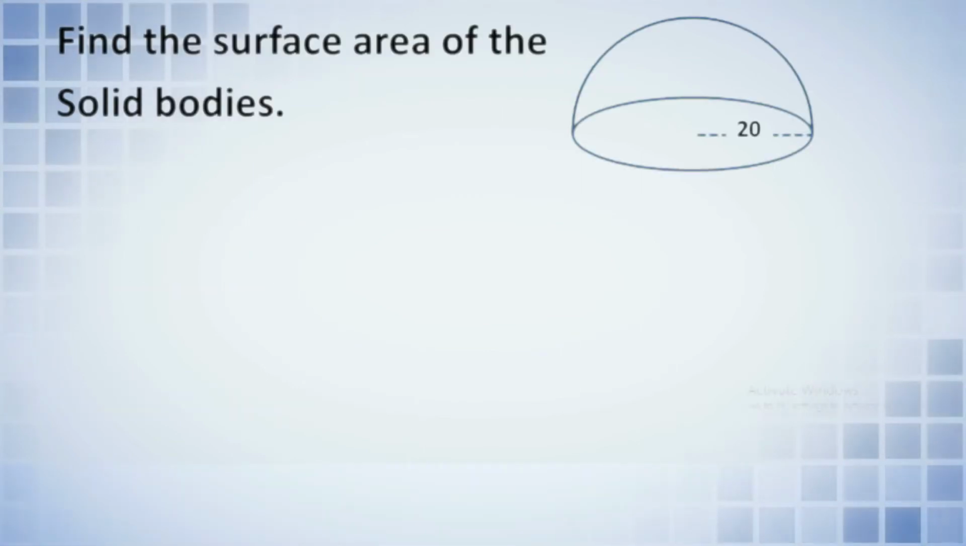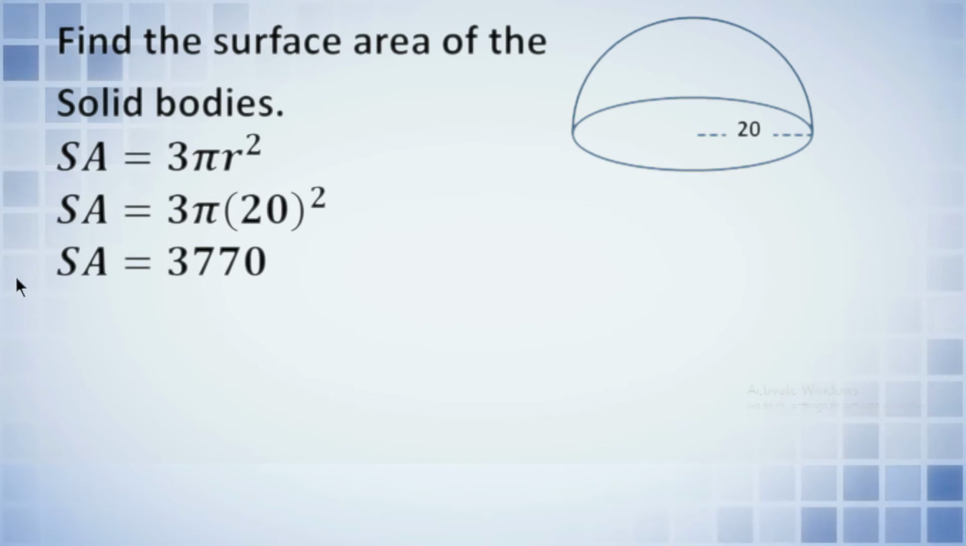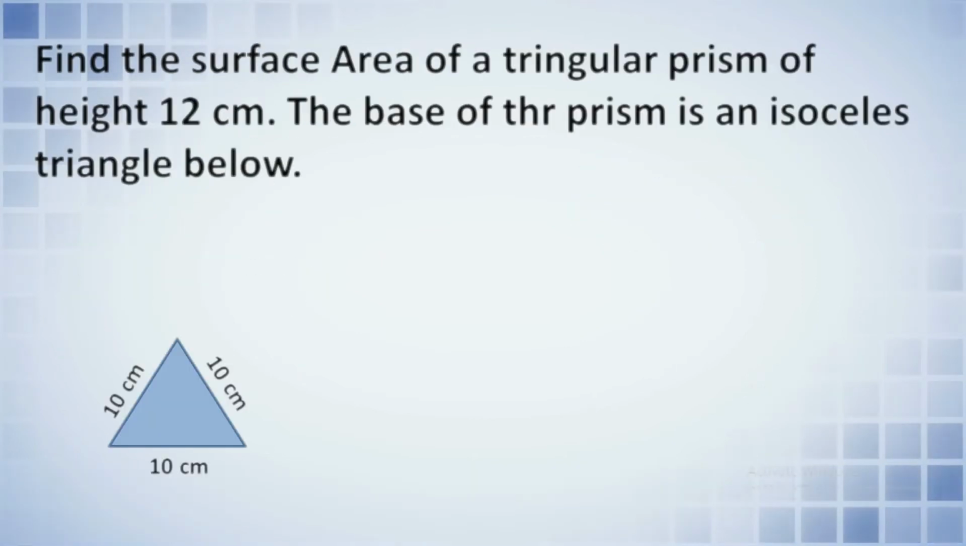Find the surface area of the solid body displayed. This is a hemisphere and the radius is 20 centimeters. We know that the formula of surface area of a hemisphere is 3 pi r square. We have known that the r is 20. So the surface area equals 3 times pi times 20 square. So we got that the surface area is actually 3,770 centimeters square. It's quite easy.